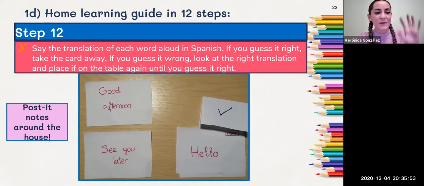But if they are allowed, put post-it notes on the walls or in different objects around the house. And the more often they see the word written down, the more they're going to embed it in their heads. And then when they've learned the word, they can just remove the post-it off from the wall.